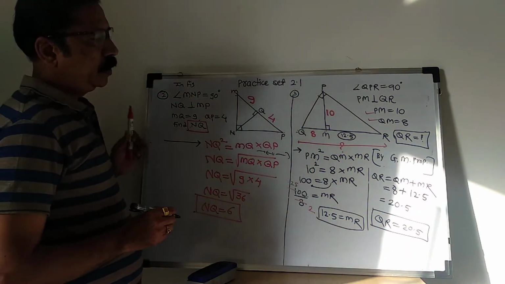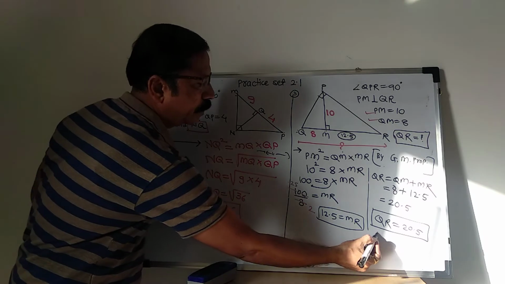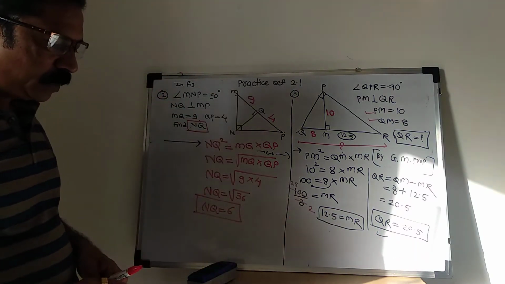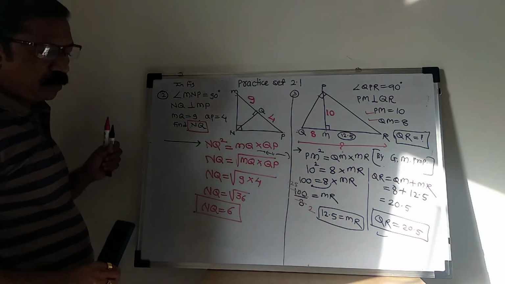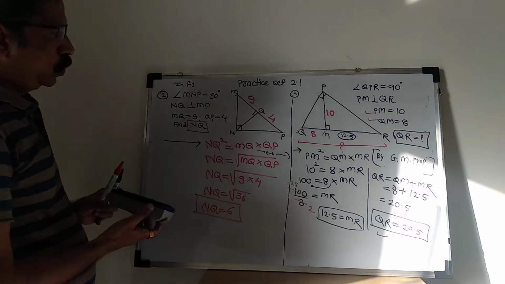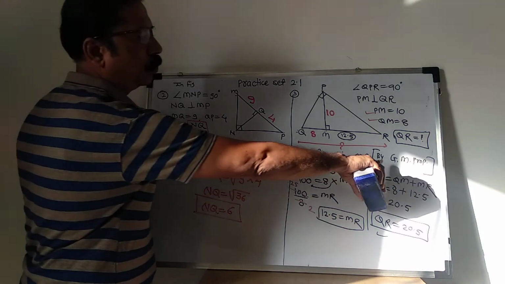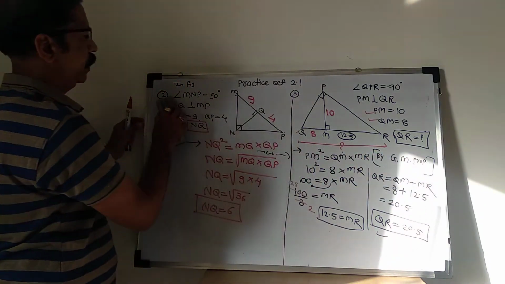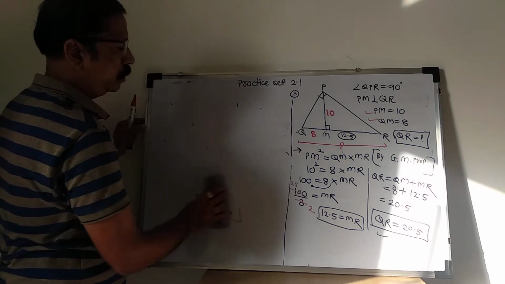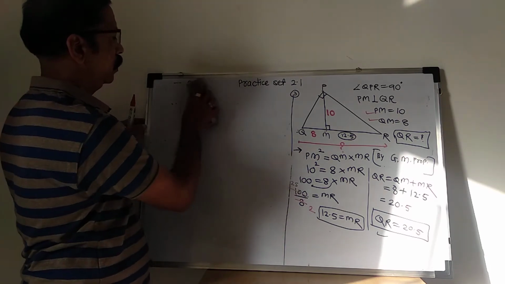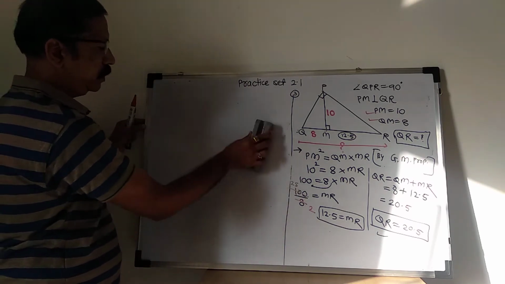QR is 20.5. This is our required segment. Like this, we have to solve these two sums which are related to the geometric mean property. Let's see a few more sums from the practice set.